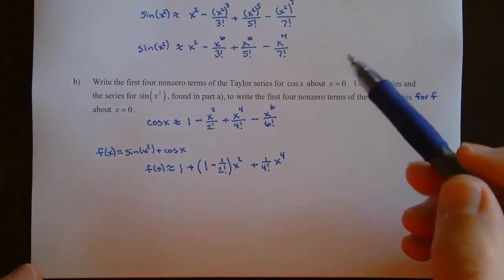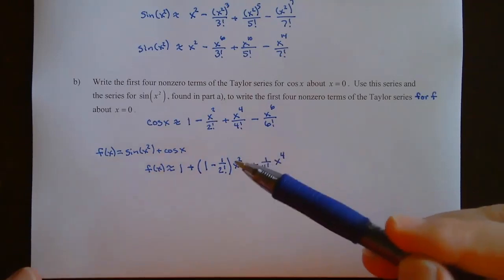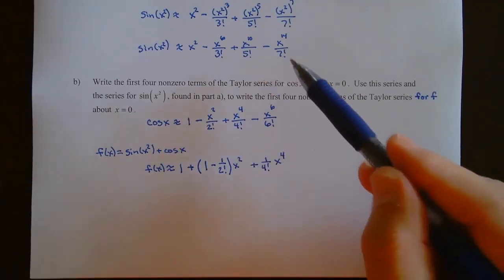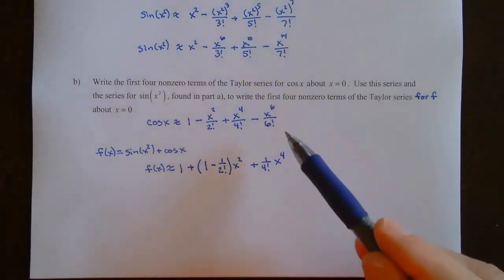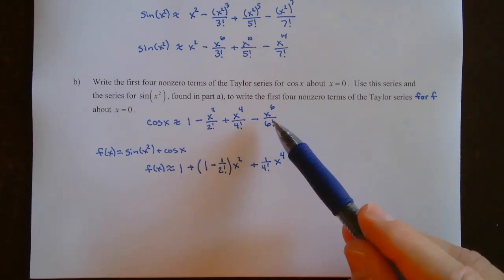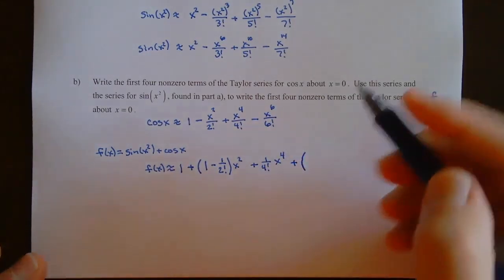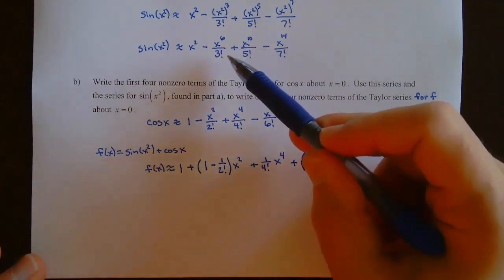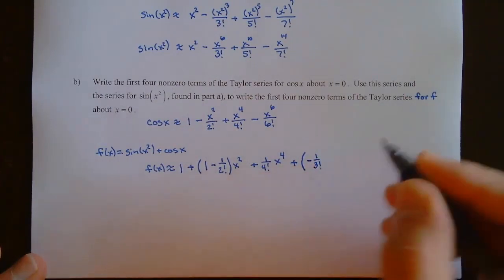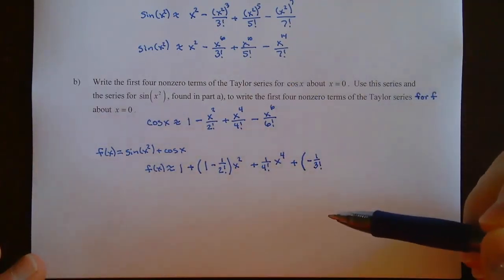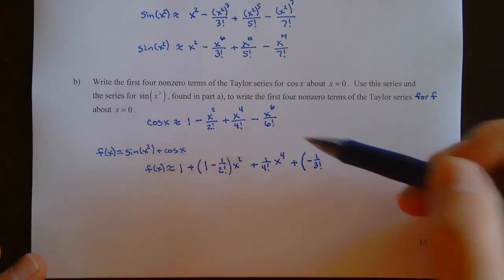So then we're looking for x to the fifth, and we don't have x to the fifth in sine of x squared. We don't have x to the fifth in cosine x. So now we look to x to the sixth. For x to the sixth, we have negative 1 over 3 factorial, and over here for cosine x, we have negative 1 over 6 factorial. So I'm going to add those two coefficients. So it'd be negative 1 over 3 factorial, and then for cosine x, it's going to be negative 1 over 6 factorial.